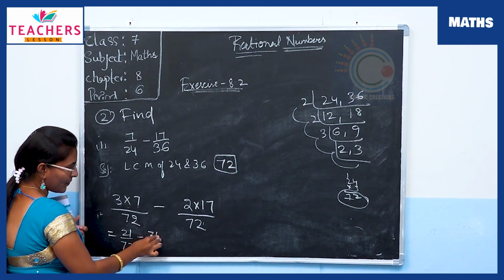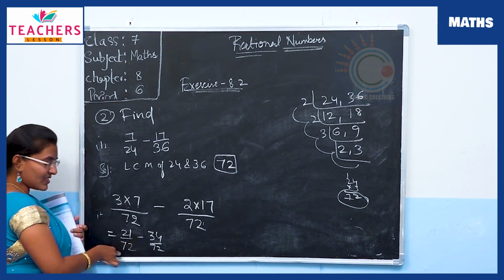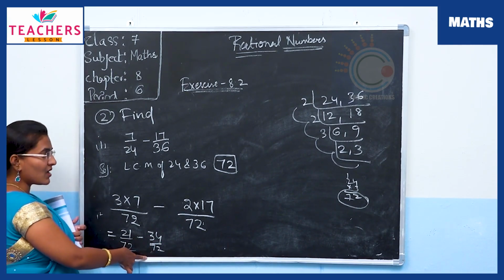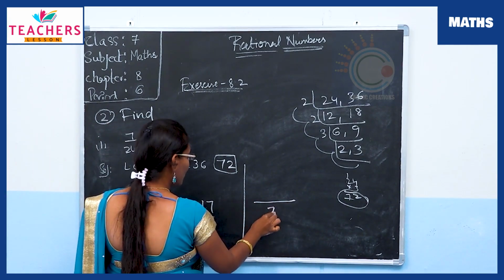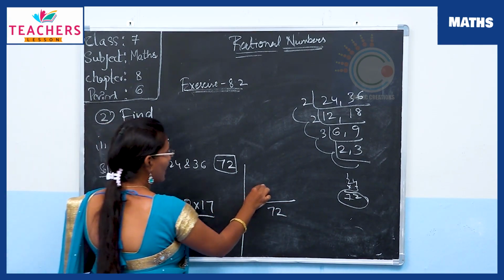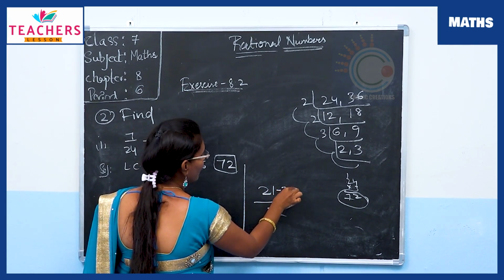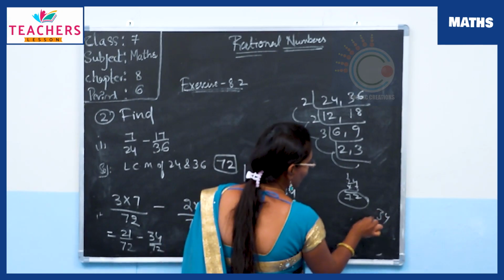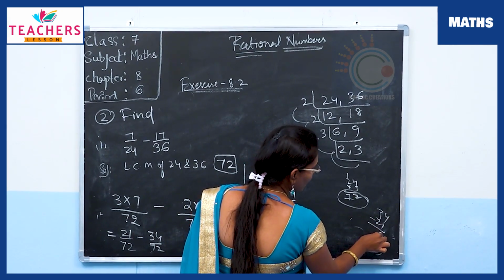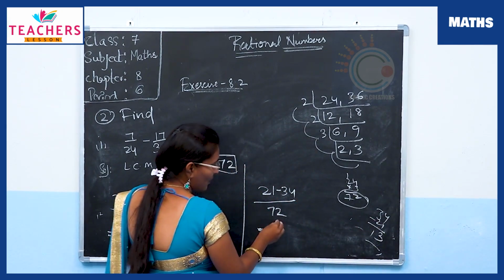34 by 72. So now we see that the denominators are the same, so clearly you can perform the given operation. 72 is common. So 21 minus 34, what is 21 minus 34, students? Yes, you can do it here. 4 minus 1 is 3, 3 minus 2 is 1, so we got 13.